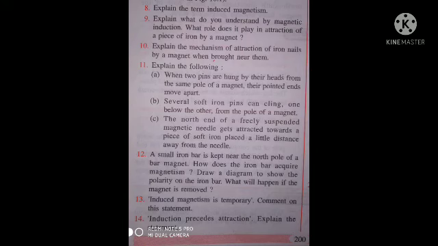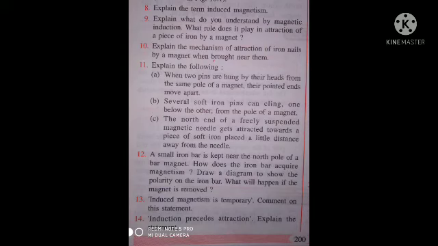Question number 14. Induction precedes attraction. Explain the statement. When a piece of magnetic material is brought near a magnet, it first becomes a magnet by induction and then it is attracted. Thus, we say that induction precedes attraction.